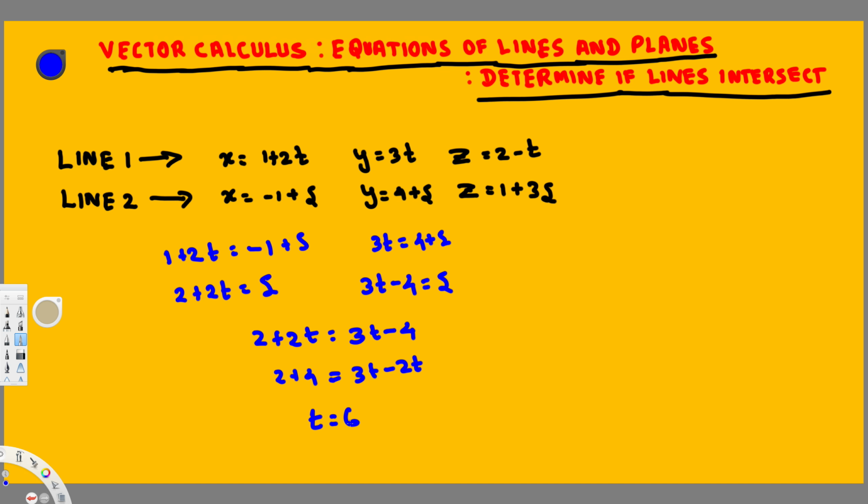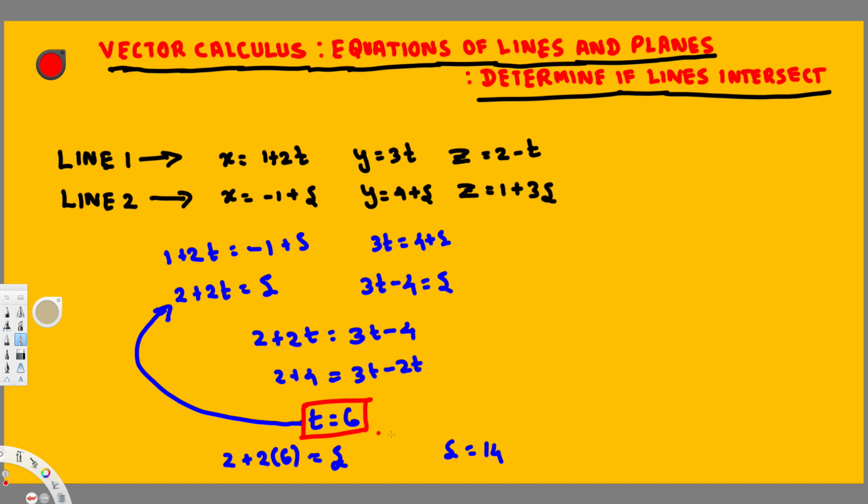Now from this one we can find s. To find s, we can substitute this 6 right here, and that's going to become 2 plus 2 times 6 is equal to what? That's going to be equal to s. And if you solve this, 2 plus 12, that gives us 14. So s is equal to 14, t is equal to 6. So we have these two values.